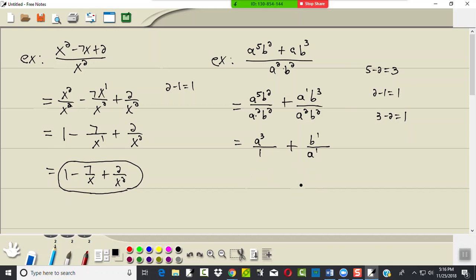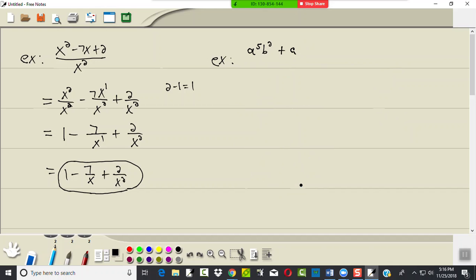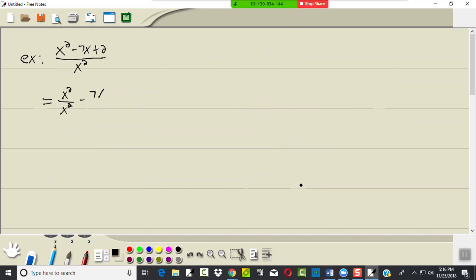Okay, let me clear that off. And then we'll look at division where you've got 2 or more terms on the bottom. So let's say we've got x squared minus 5x plus 6 over x minus 2. This is called long division or polynomial division. And I'll set it up in this form.